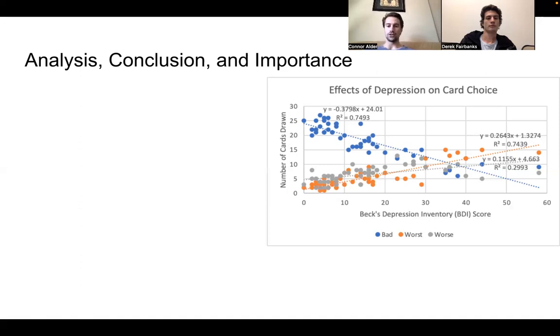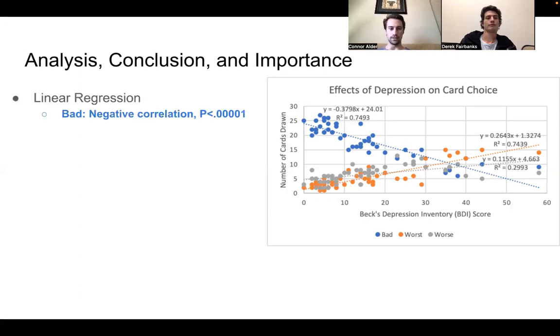We wanted to look at the correlation, and so we drew 3 trend lines using a linear regression model, and correlation coefficients were calculated using Pearson's r with a significance level of 0.05. And what we found was a strong, significant negative correlation between BDI and cards drawn from the bad deck. And you can see that in blue. So that means that people with a lower BDI score, or people with less severe depression, tended to draw more from this pile of cards.